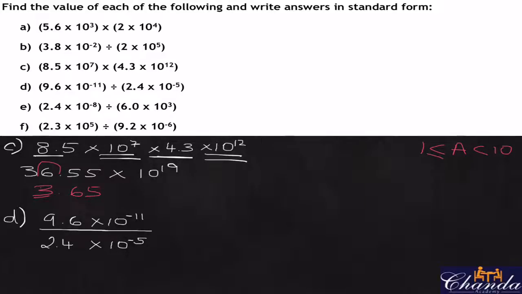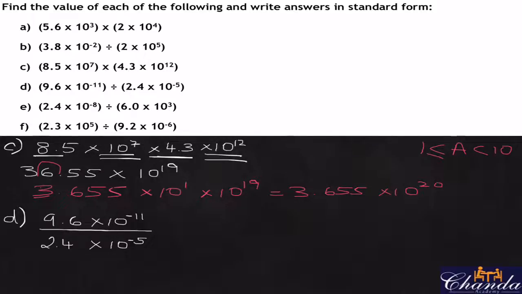Okay, now using our different color again, let's move the decimal point one spot to the left, which makes it into 3.655, which is obviously between 1 and 10. And since we moved it 1 to the left, we have to multiply it by 10 to the power of positive 1. And obviously we still have the 10 to the power of 19. So combining these two, we have 3.655 times 10 to the power of 20.